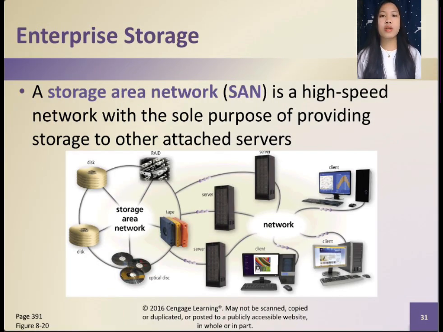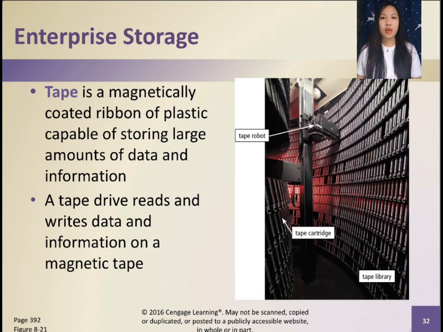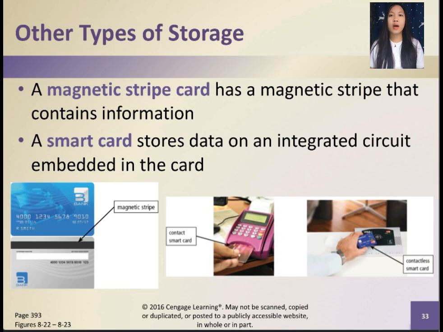Next we have storage area network or SAN, a high-speed network designed to provide storage to other servers. The image shows multiple servers connected to a central SAN, which itself uses various storage devices like disk, tape, and optical disc. The image shows a tape library, a large storage system containing many tape cartridges.